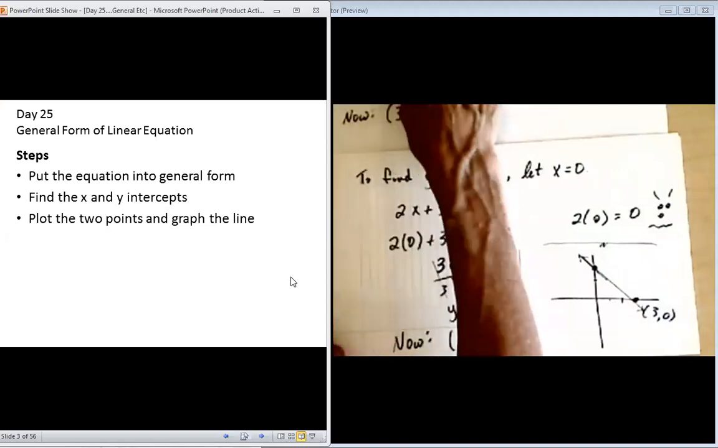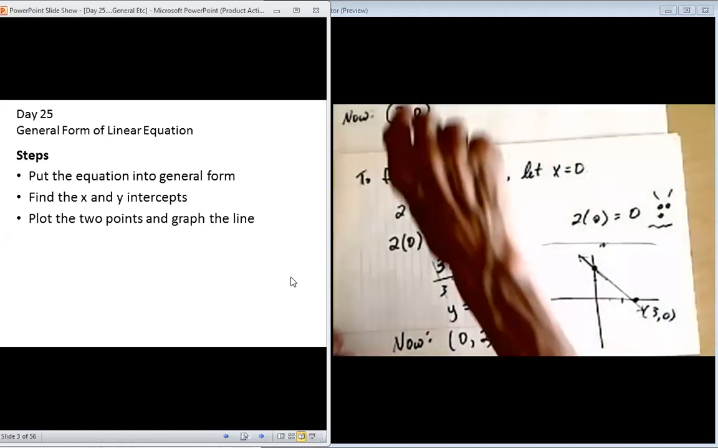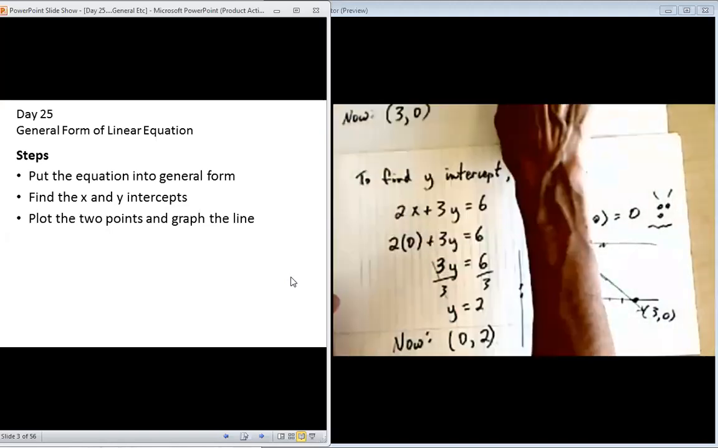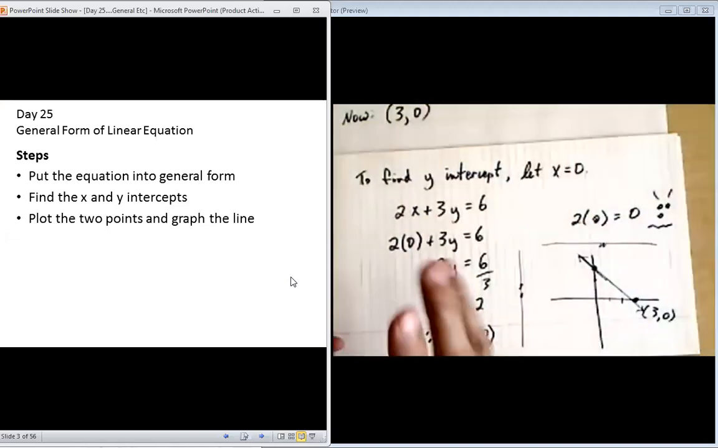This keeps things comfortable and the same in a way, right? And so how do you find x? You let y equal 0. It's the opposite. You've seen opposites. This is like the second time you've seen opposites now, right?